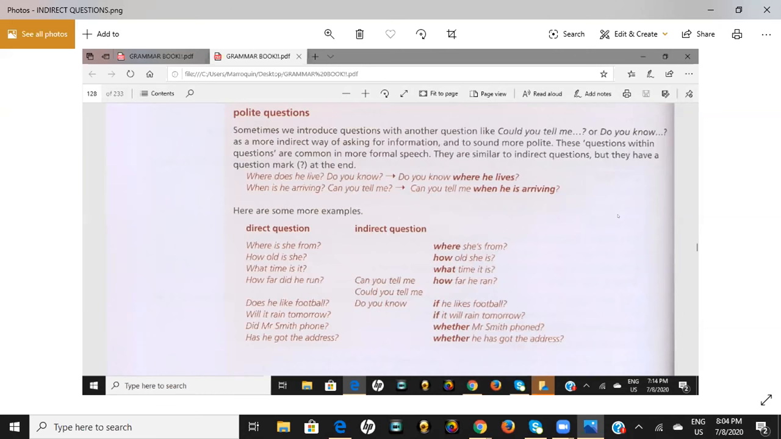Okay, good. Thank you. So as you can see, as she was reading, when you start an indirect question, you start with, could you tell me, do you know? And when you say, could you tell me, or when you say, do you know, that automatically makes it into a question. Okay, can someone else read the examples, please?